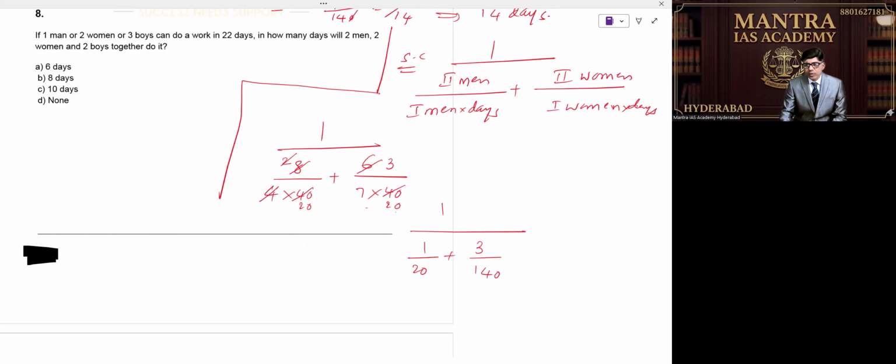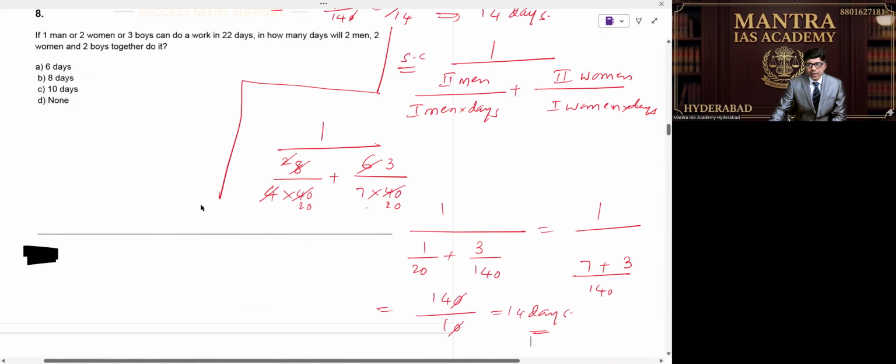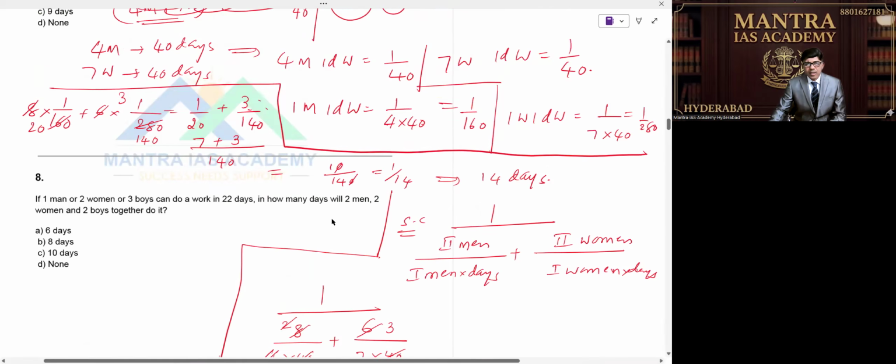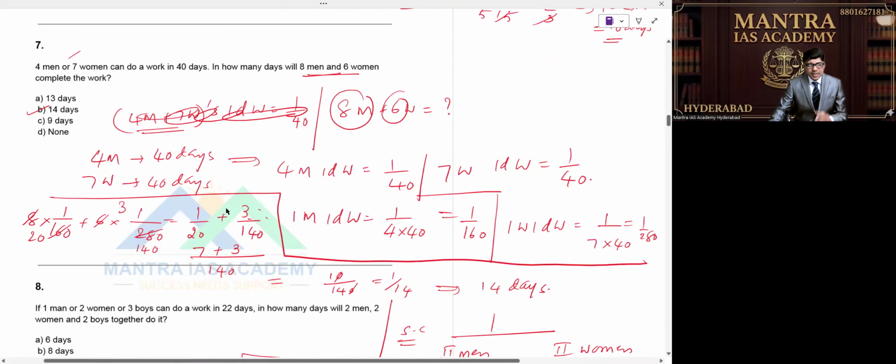Same application you do. 1 upon LCM is 140, same thing you take. 2 7s are 14, 3 as it is. So fraction by fraction, 140 goes to the numerator. 140 by 7 plus 3, 10, cancellation. So the direct answer is 14 days. This is a way of doing it. For question number 7, the answer is 14 days. You just check it, even if you do it in the general method also, you get it. So option B, same fashion.